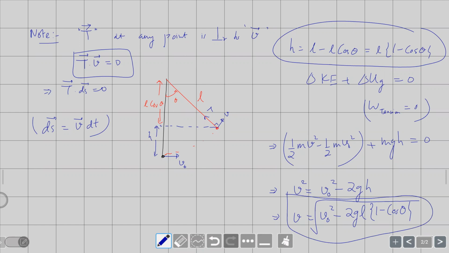Okay. Now next, what we wanted to do, we wanted to find out tension, right? So tension के लिए क्या करेंगे? We'll make a free body diagram at this stage. Okay. So what are the forces which are acting on the body? Apart from tension, there is mg, which is acting vertically downwards.